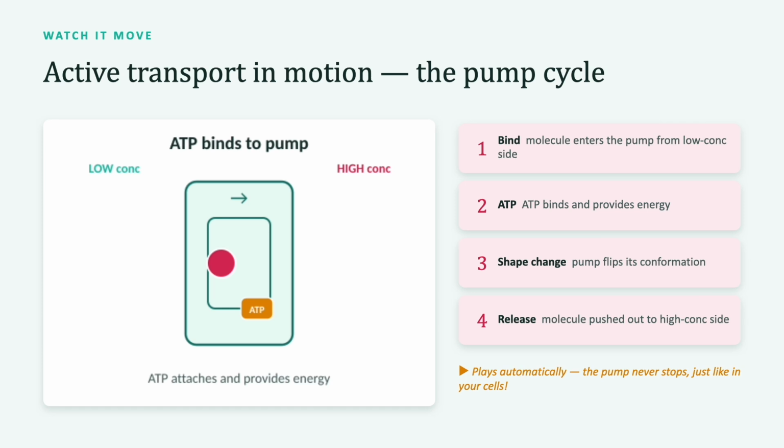For revision, narrate the four steps as they play. Bind, ATP, shape change, release. That one loop covers the whole mechanism.